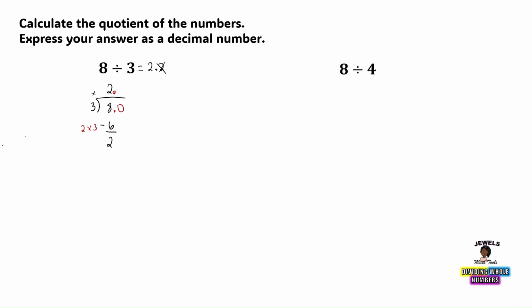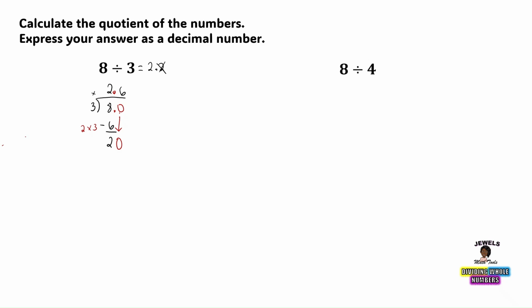So we're going to add a 0. Next, we'll bring down that 0, changing our 2 into 20. And now we will be dividing our 3 into 20, which was equal to 6.